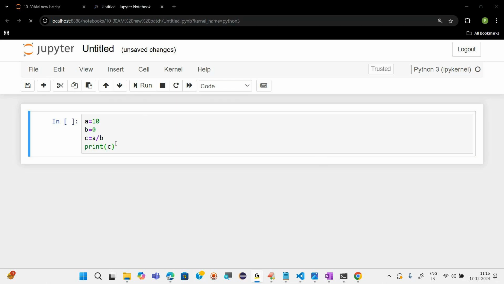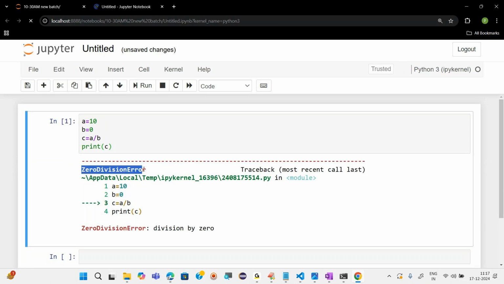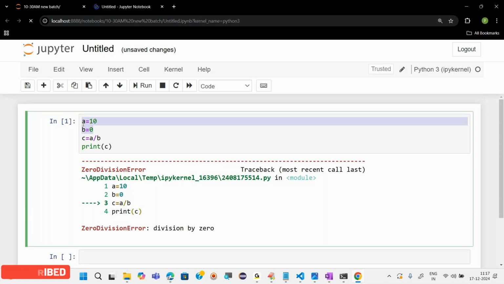Yeah. So if I execute this now, it is going to give you an error, zero division error, because we can't divide 10 by 0. Obviously, it is going to give an undefined value, right? So the error we are getting is zero division error.